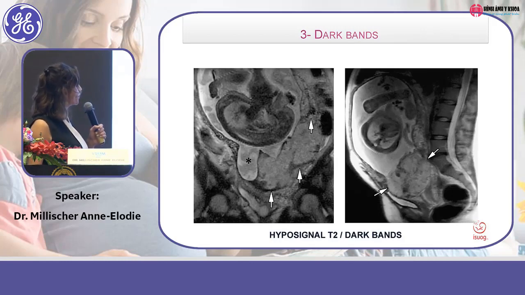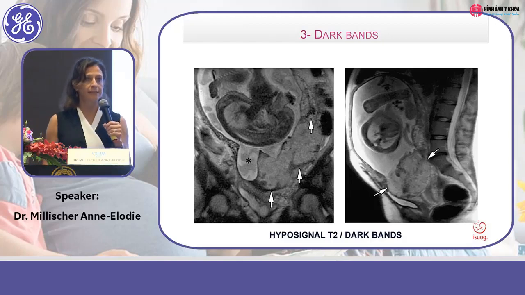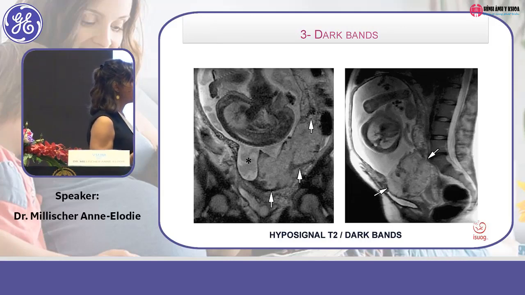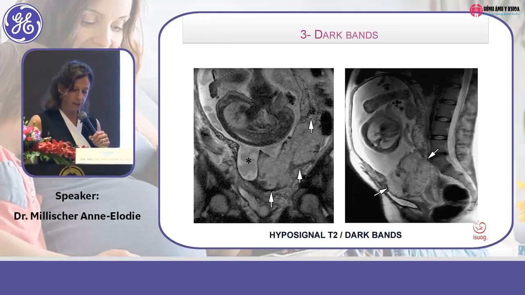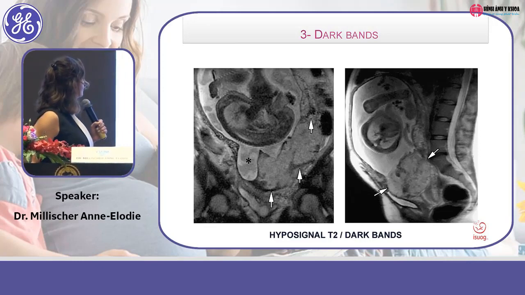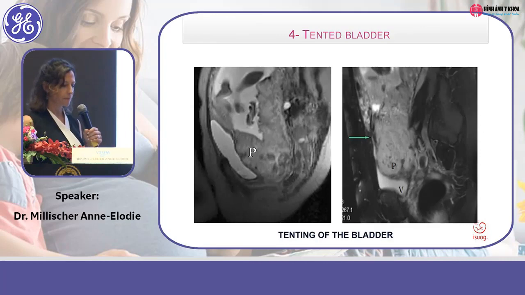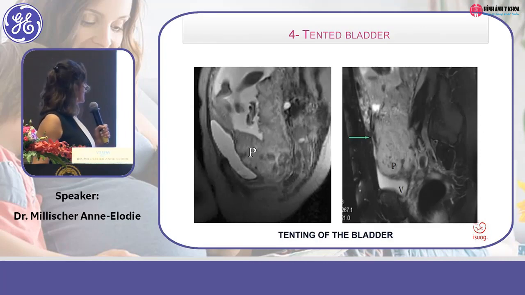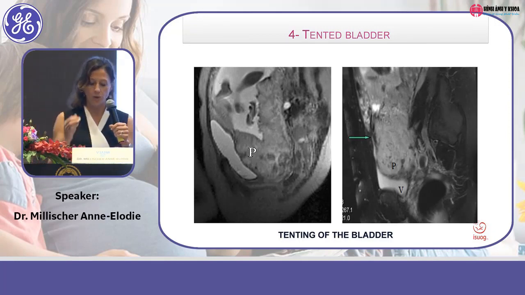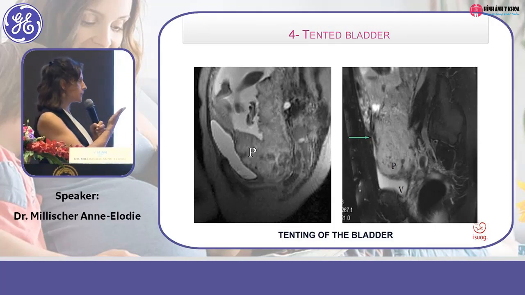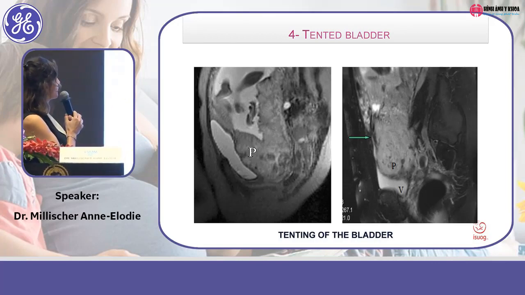With a lot of dark bands, which are not vessels, but a specific characteristic in placenta accreta due to the presence of fibrin elements. Mình sẽ thấy có những cái dải tối ở bên trong cái bánh nhau, và đây là những cái sợi fibrin nó tụ lại trong bánh nhau. And another item is the presence of tented bladder, which means that the placenta and the bladder are stuck together, so it provides this typical aspect.